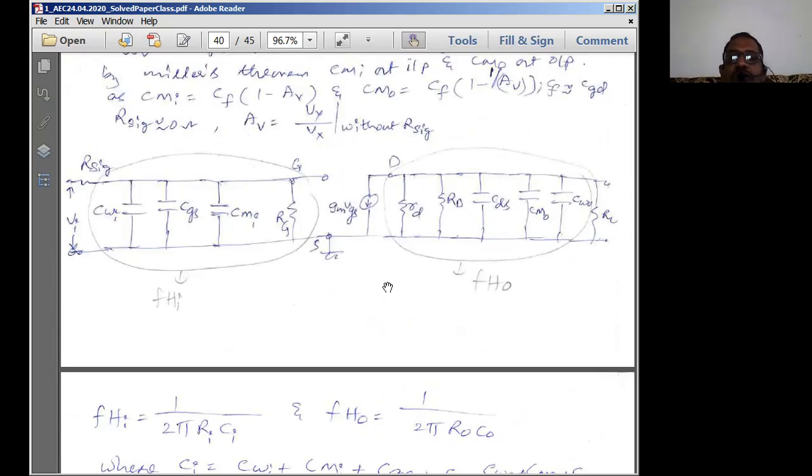In the next class, we'll discuss the effect on the gain of the amplifier at mid-band frequencies. That is nothing but the analysis of the FET amplifier at mid-band frequencies, which is also going to be an important evaluation step which we require to solve for the FET amplifier at mid-band frequencies.